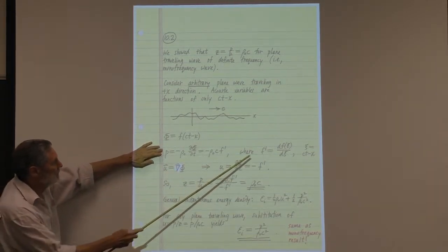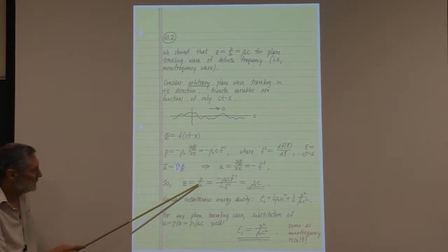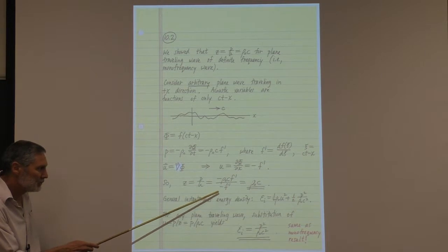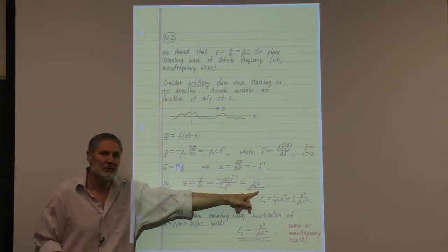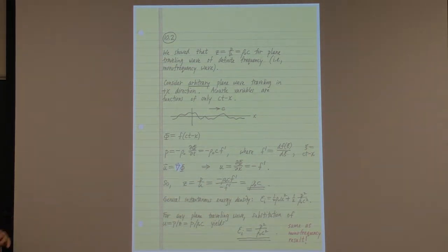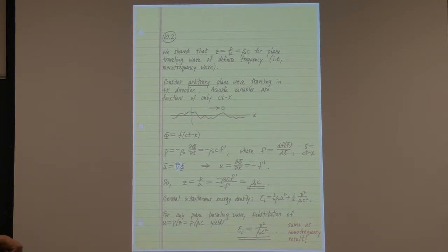We have the pressure result here. We take the ratio, and you can see the f primes cancel, the minus signs cancel, and we get the impedance. So this is more general than what we derived in class. We've just shown here that it holds for any plane traveling wave, traveling in one dimension, in one direction. The impedance is rho naught c.